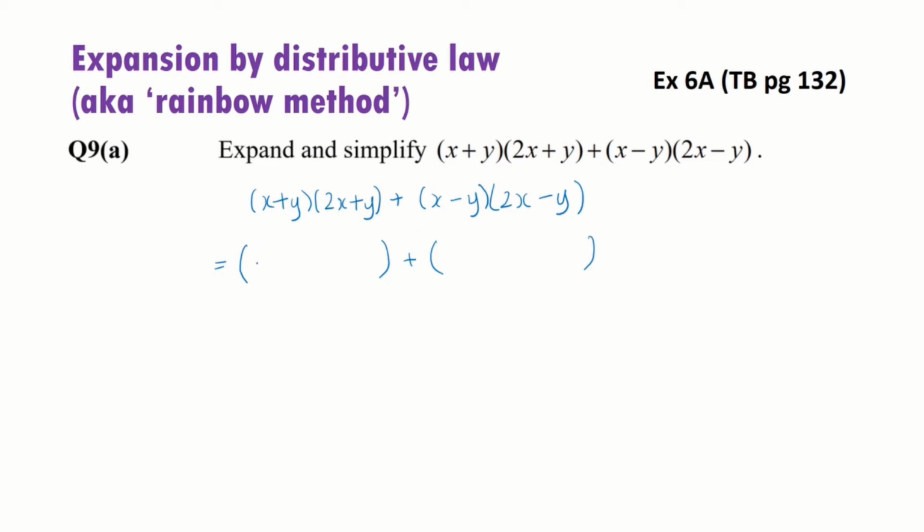Okay, so we will have 2x squared when we do our rainbow method, plus xy plus 2xy. Okay, don't have enough space. Let me erase this. All right, then plus y squared. Then we have another set of brackets. So we have 2x squared minus xy minus 2xy plus y squared. Right, so this is the result of our rainbow method.